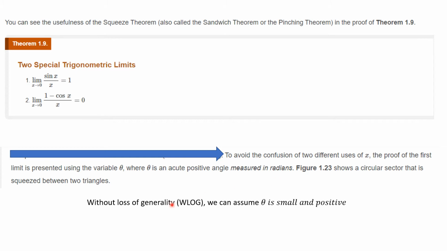And so without loss of generality, we're going to assume that theta is a small value in radians and that it is a positive number. You see it's small because we're taking the limit as theta goes to 0, and so we only care what happens very close to 0. And the proof for it being negative follows very similarly to the proof for it being positive. So without loss of generality, sometimes abbreviated WLOG, we're going to assume this is true, and this is going to be our justification.